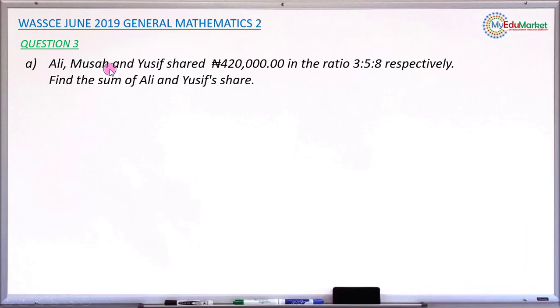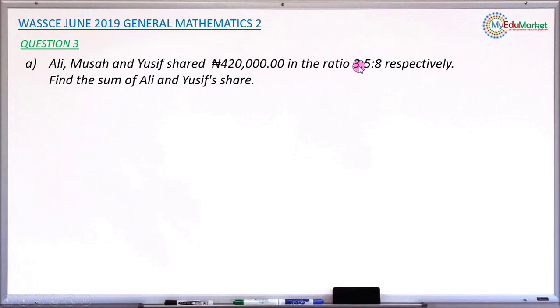This is WAEC June 2019 General Mathematics Paper 2, and we are answering question number 3A, and the question reads, Ali, Musa, and Yusuf shared 420,000 naira in the ratio 3:5:8 respectively. The question asked is to find the sum of Ali and Yusuf's share. So you have to find the share of Ali and find the share of Yusuf and add the two shares.